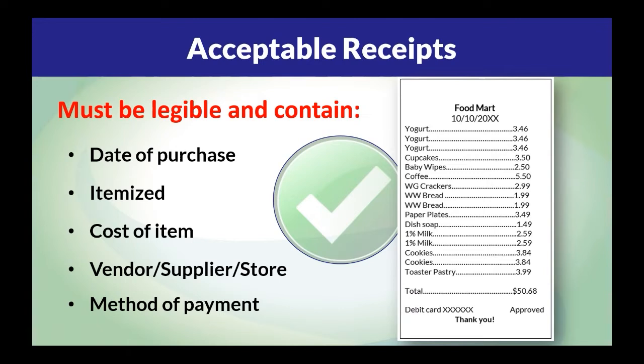Now, let's talk about what an acceptable receipt is. Receipts or invoices must be legible and contain the following: the date of purchase, an itemized list of all items, the cost of the items, the name of the vendor, supplier, or store in which these items were purchased, and the method of payment that was used.